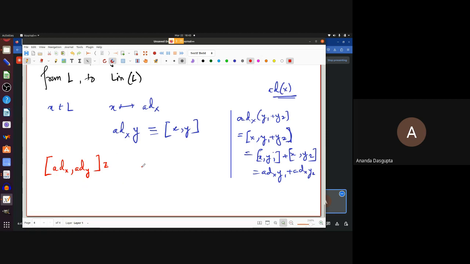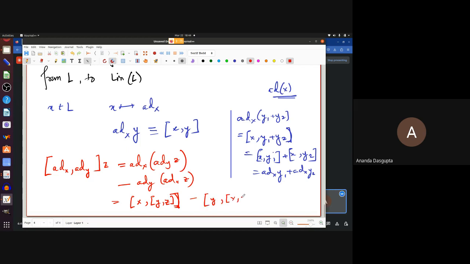I'm trying to figure out what the bracket is. What is the bracket? This is by definition ad X on ad Y Z, minus ad Y on ad X Z. That's nothing but the definition of the commutator bracket, right? And now if you write it down, what is this? X's bracket with Y Z's bracket, right? That's what this is. And the other one is just the same thing with Y and X interchanged.